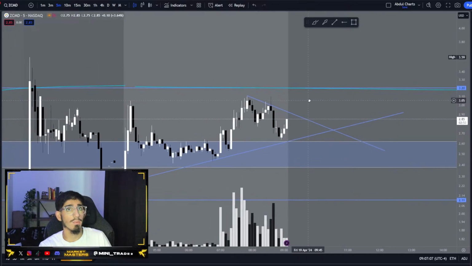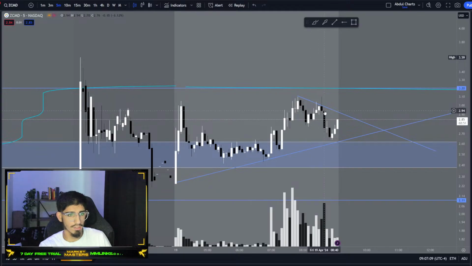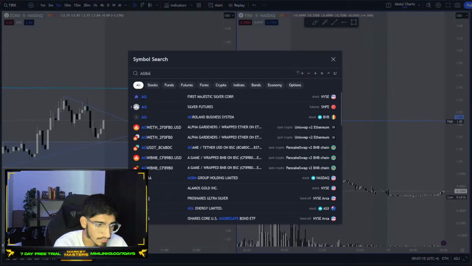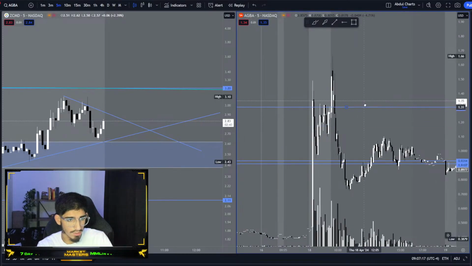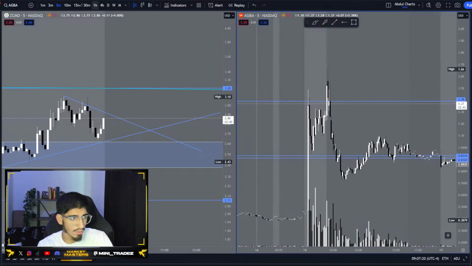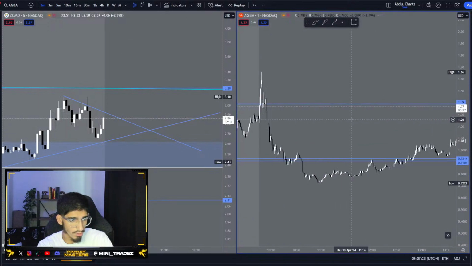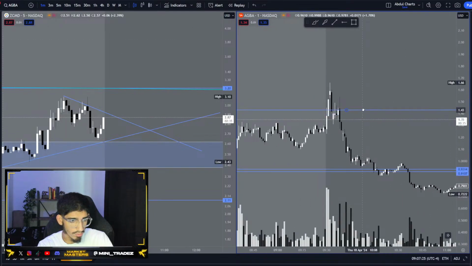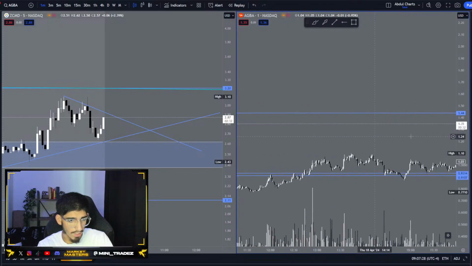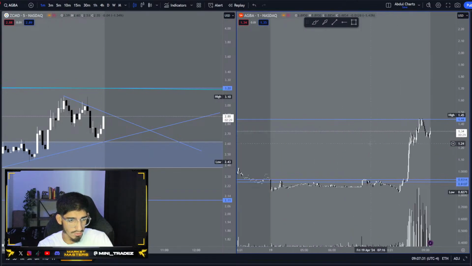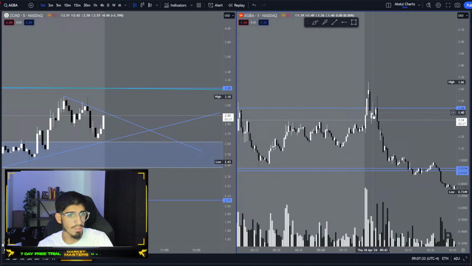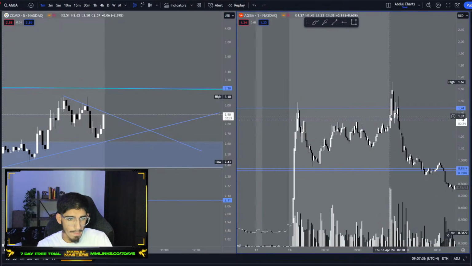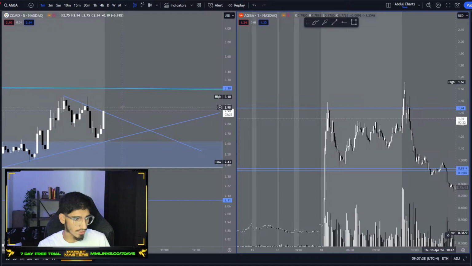Because we talked about supply and demand, there's a lot of sellers right here. What happened on AGBA when there's a lot of sellers? 142, 144. Boom, rejection off of this supply zone. So same thing again, supply zone. We're probably going to reject 294 and this upper trend line. Let's see what happens. Let's kind of observe it.